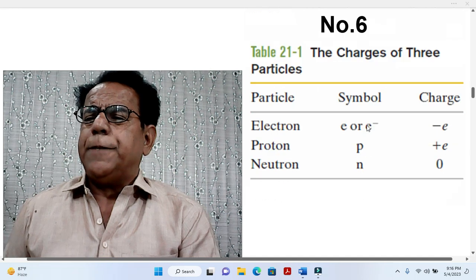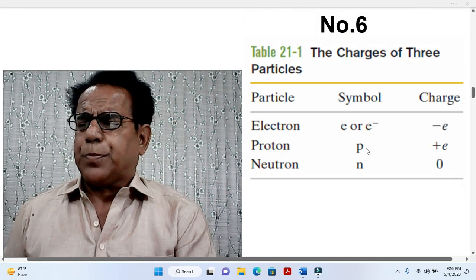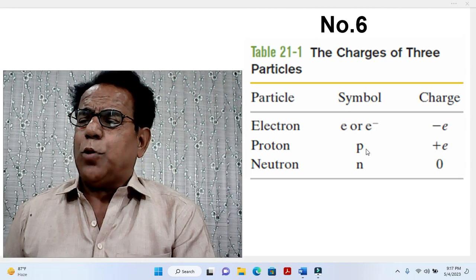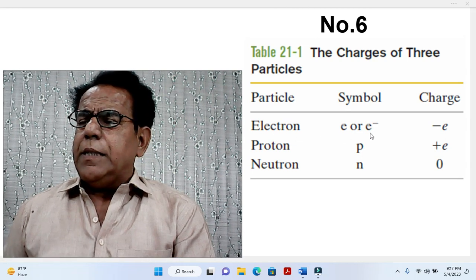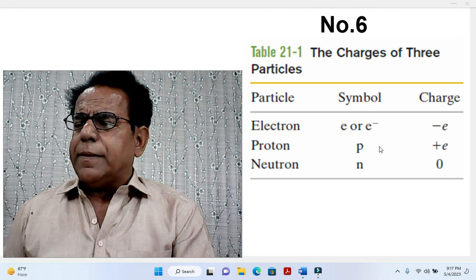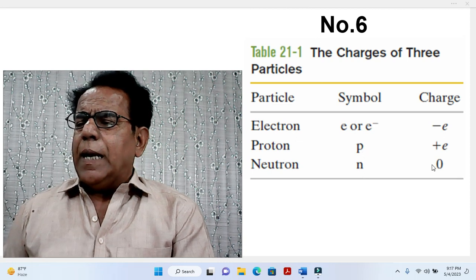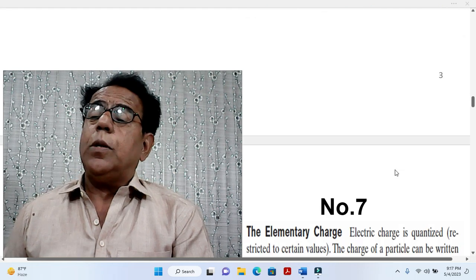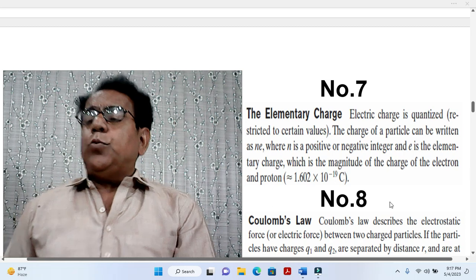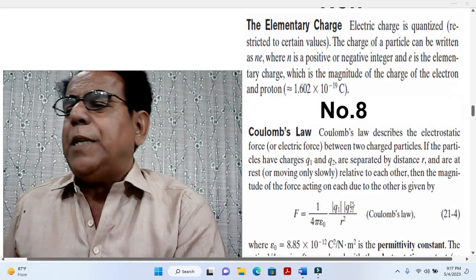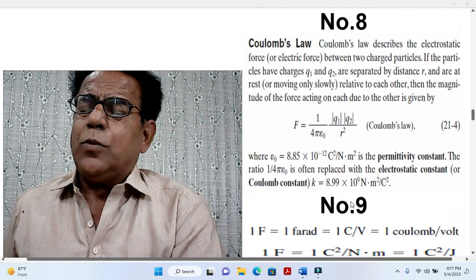Moreover, tool number 6, this tool has also been applied several times in our previous problems. For electron, symbol e or e minus, charge minus e; for proton, symbol p, charge plus e; for neutron, symbol n, and charge 0. Now we move to tool number 7. In this tool, elementary charge has been defined. We will not go into detail.